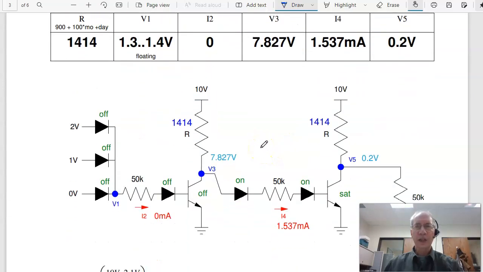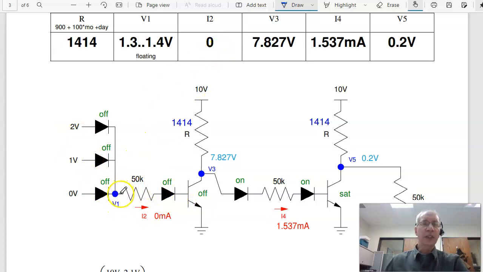Problem 3. Find the voltages for the following DTL logic gate. In this case, I've got 3 inputs. Only one of them is on. Well, actually, not even that. To get these to turn on, I've got 1, 2, 3 diodes in series. I need 2.1 volts to turn it on. I only have 2 volts, which means all these diodes are turned off, and I2 is 0.